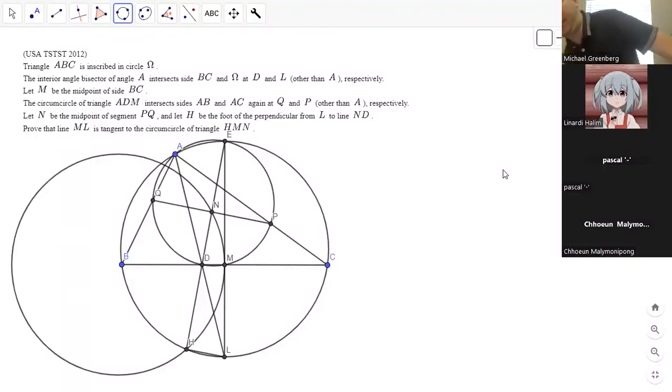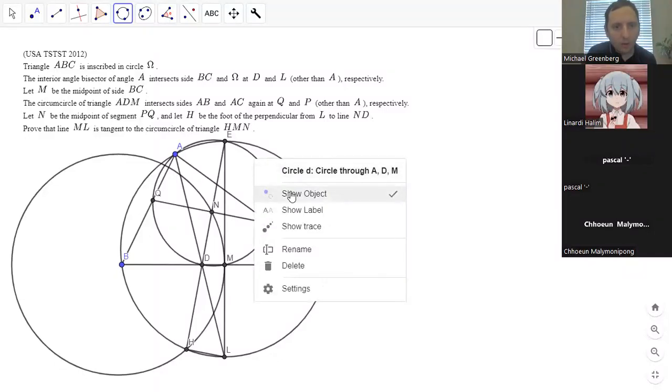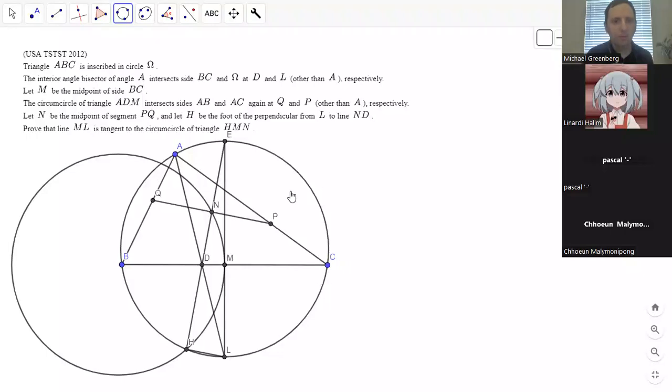All right, I am back. I think we can easily prove that E is the midpoint of arc BC. So I'll let E be the midpoint of the arc, and now I'll prove that ADME is cyclic. Yeah, ADME, I mean the circle passes through E. Which is equivalent to showing that BQ is equal to CP, and it's well known that then the circle passes through E.